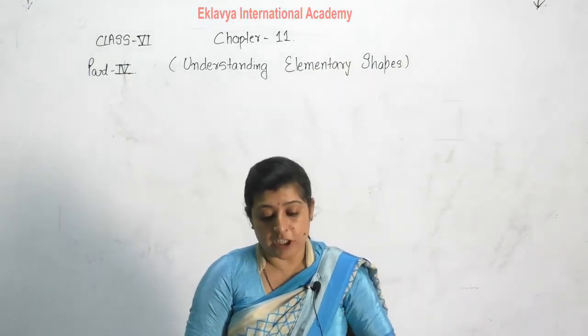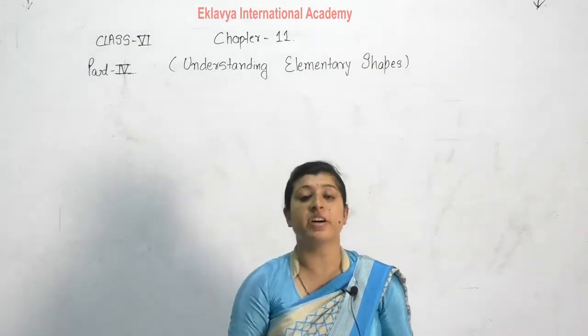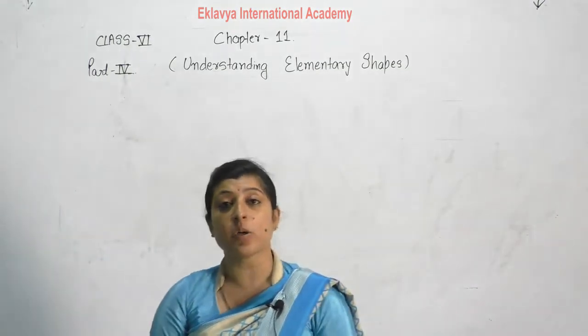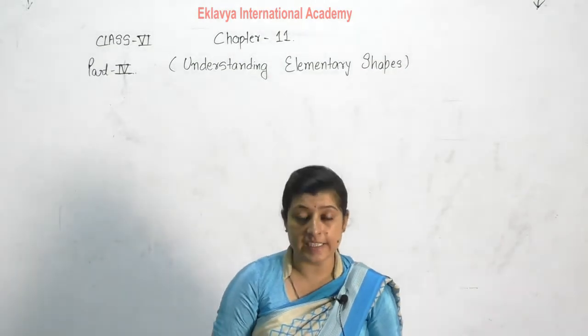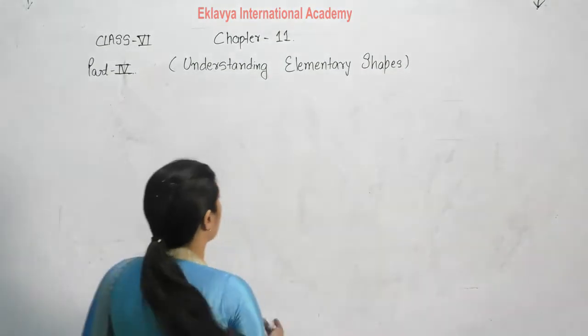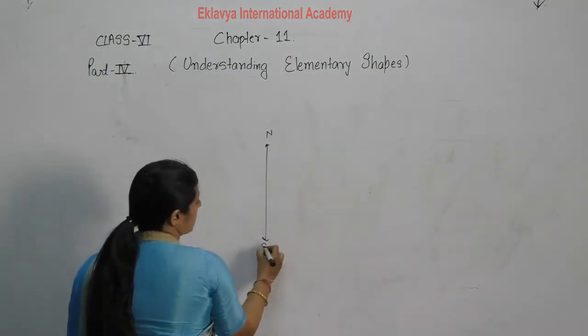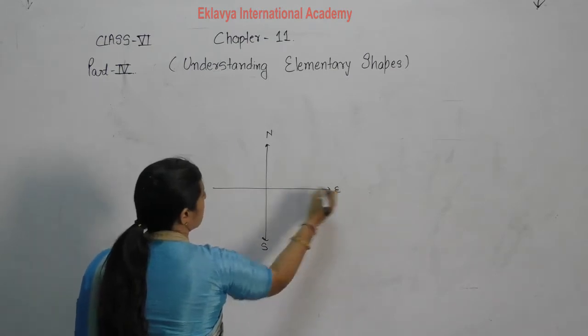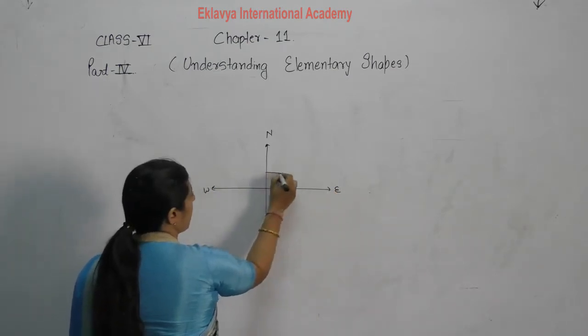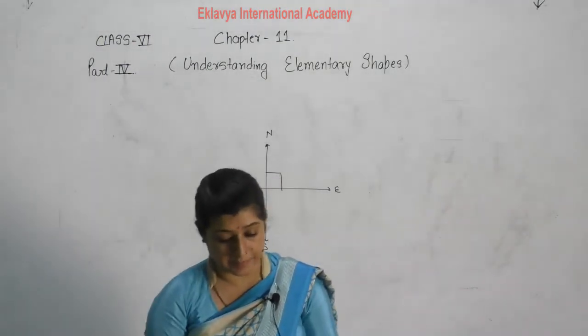One complete rotation of a line about a point is equal to, when it completes one rotation, obviously this is equal to 360 degrees. The angle between the north direction and east, we know the directions north, south, east, west. And what is the angle between north and east? That is equal to 90 degrees.